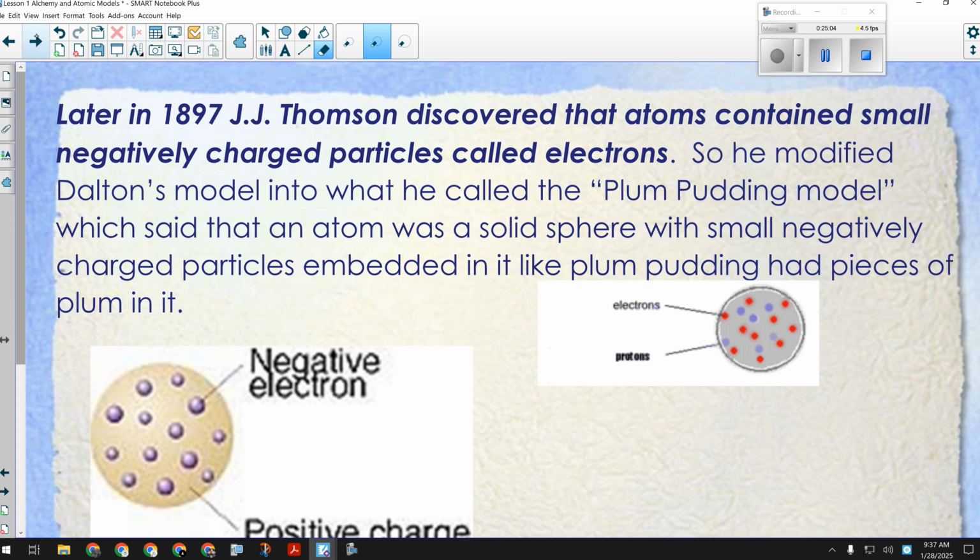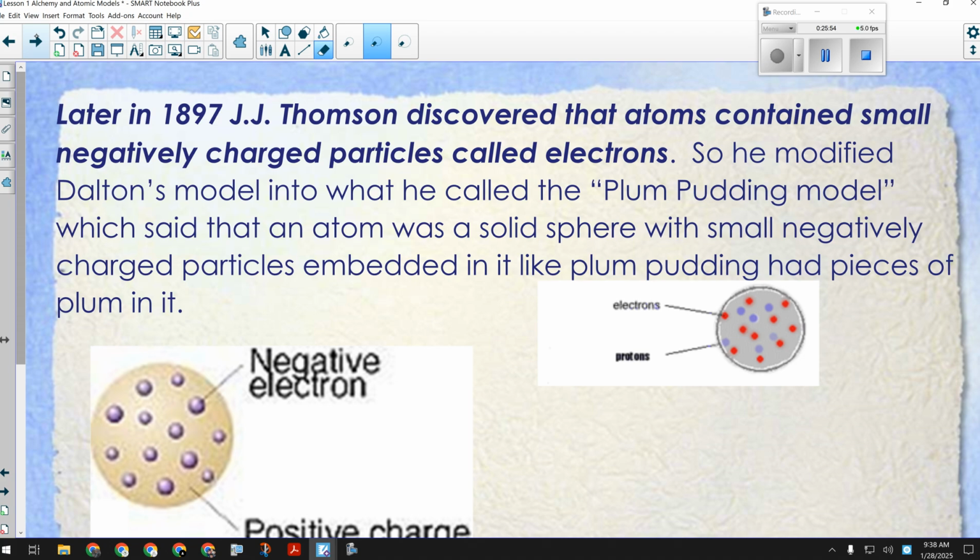Atoms may very well be a solid sphere, but there has to be more to them than that in order to explain why charges can move in a chemical reaction. So he modified the existing model. He said, I'll keep the solid sphere, but I'm going to say that embedded very loosely on its surface are small negatively charged particles called electrons. Because they make electricity, there's a logical name for them. This became the plum pudding model. It was a revision of the existing model, and it explained how electrons could flow as a result of a chemical reaction.